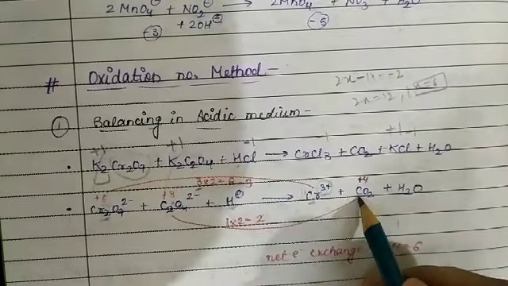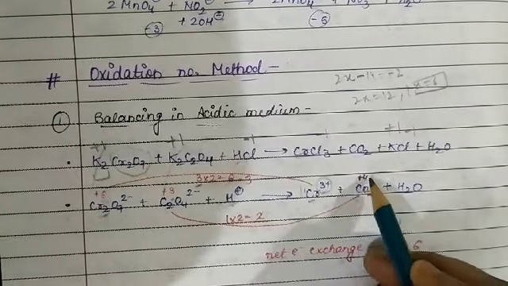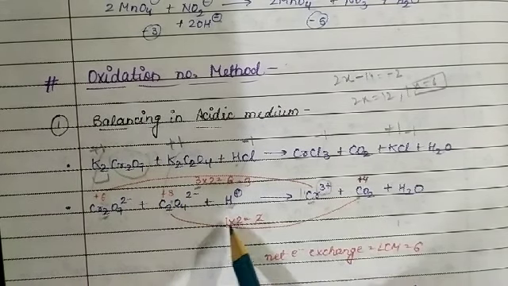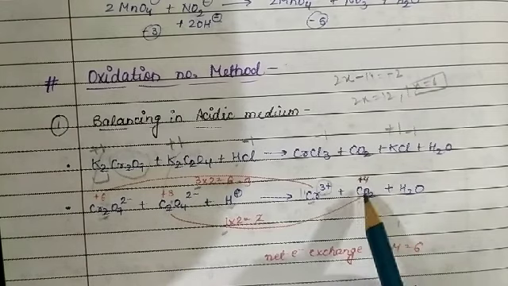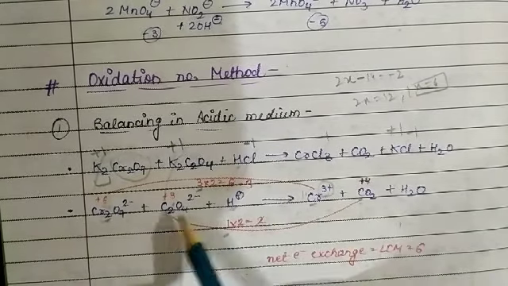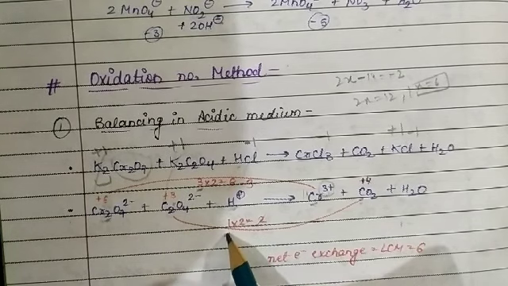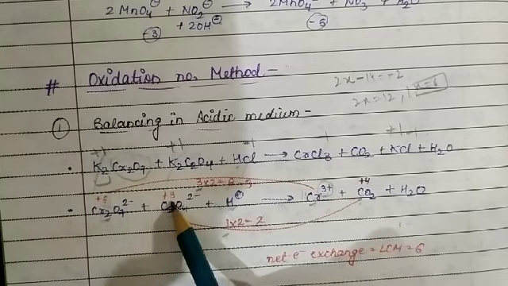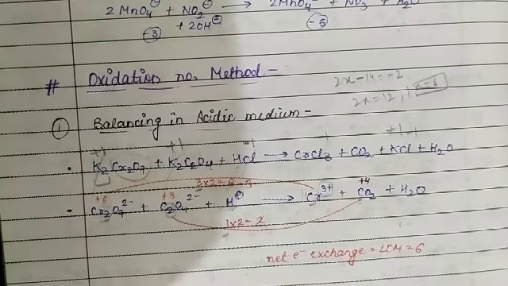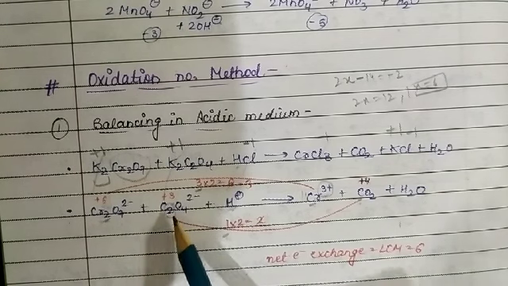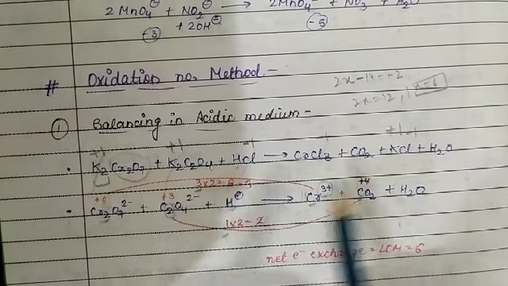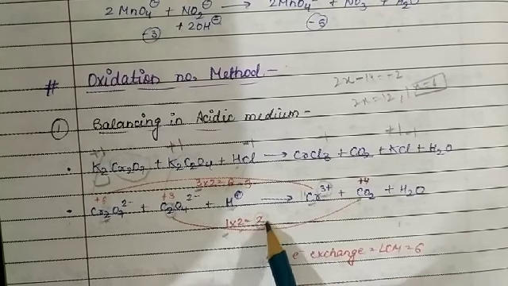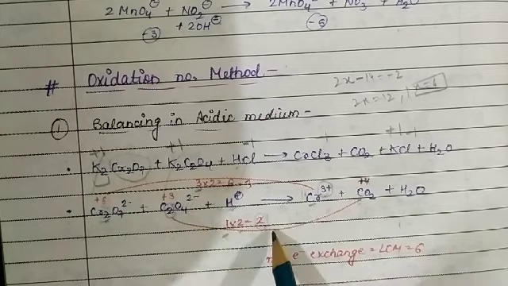And see, in CO2, the oxidation number per carbon atom is plus 4. So the oxidation number of carbon changes by 1 per atom. But on the left hand side, how many atoms are there? 2. So multiply the change per atom, 1, into the number of atoms, 2. So the overall change in oxidation number of carbon is 2.